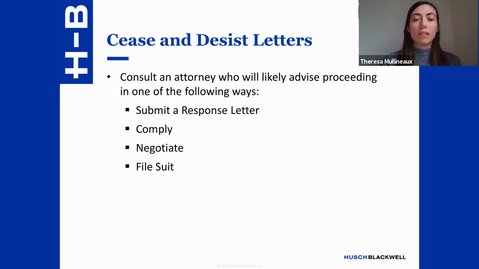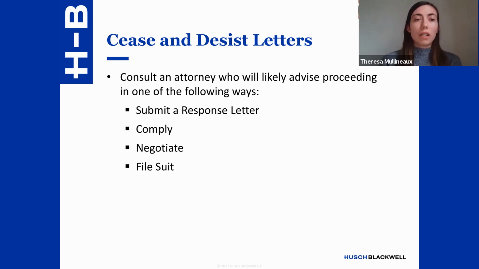So if you read the letter and you know that the trademark owner really has a slam dunk case against your company, your attorney might advise you to comply with the letter's demands. We see this a lot in trademark cases where the cease and desist letter just says stop using our trademark and doesn't require any monetary settlement. A lot of times we'll see our clients say, okay, we're willing to do that because they don't want to have to pay any sort of money.